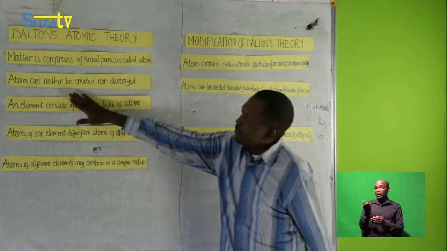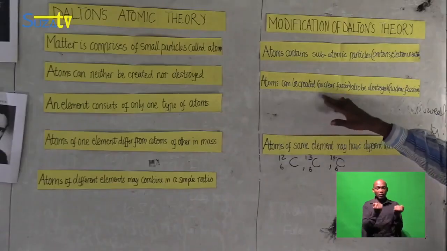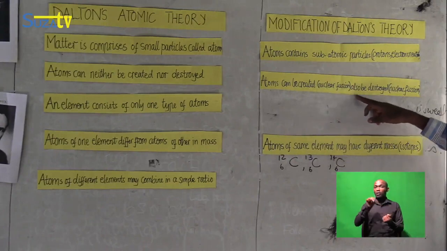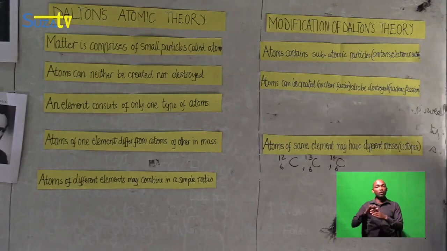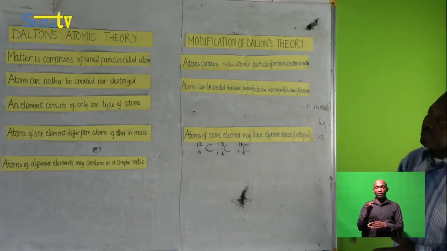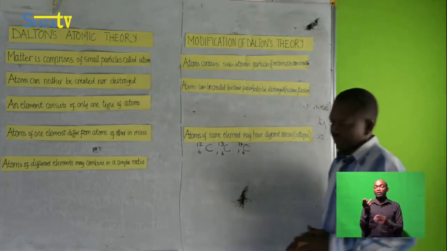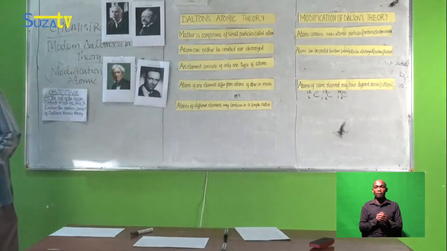So atom can neither be created nor destroyed. Here we have atom can be created by nuclear fusion, also can be destroyed by nuclear fission. So it means that this becomes the modification of the second postulate. So let's go on to the next postulate.